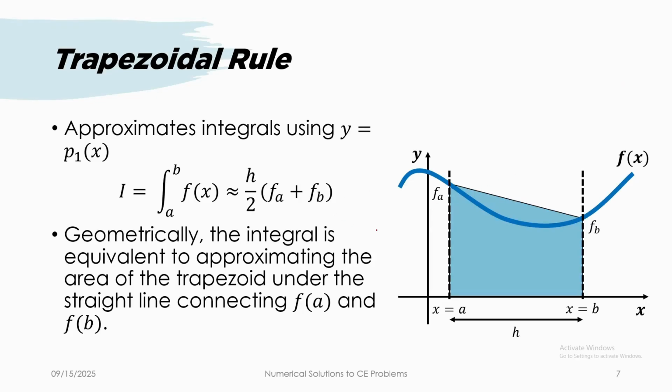The trapezoidal rule is the simplest Newton-Cotes formula. We approximate the curve between A and B with a straight line. Given the formula, the area under the curve is approximately equal to h over 2 times the sum of the function value at A and the function value at B. Geometrically, this means the area under the curve is approximated as the area of the trapezoid, no?